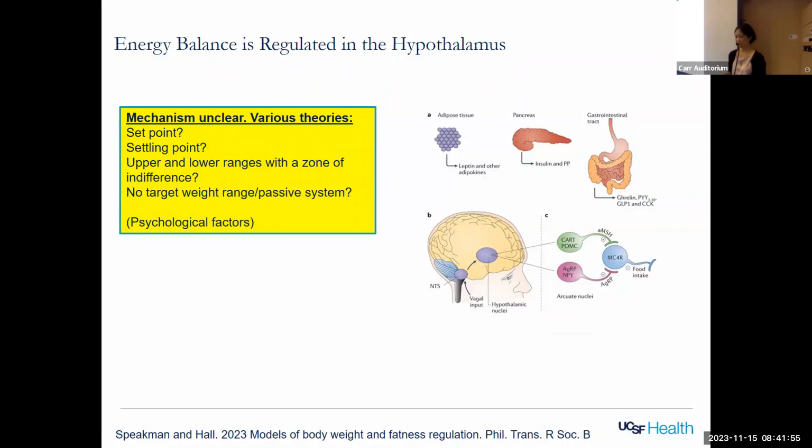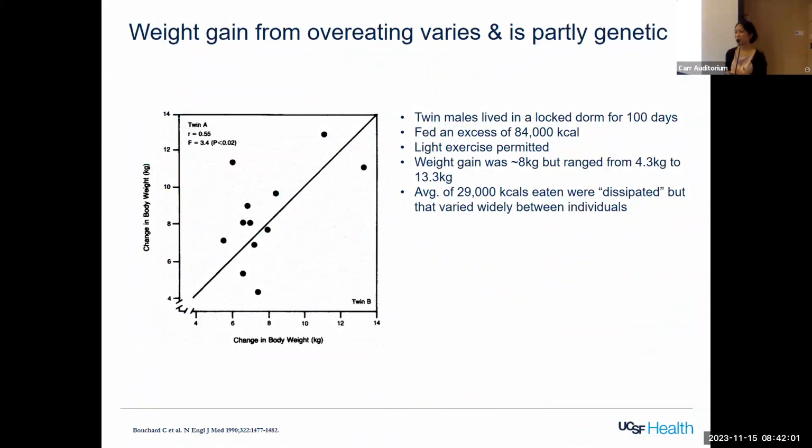So it's actually not clear, and hopefully will be understood in the future. But what we do know is that weight gain from overeating varies quite a lot, and it's partly genetic. I like to show this study, which was done 30 years ago, which probably can never be repeated. But twin males were put in a locked dorm for 100 days. They were fed in excess of 84,000 calories over that 100 days. Light exercise was permitted, but otherwise, energy consumption was controlled.